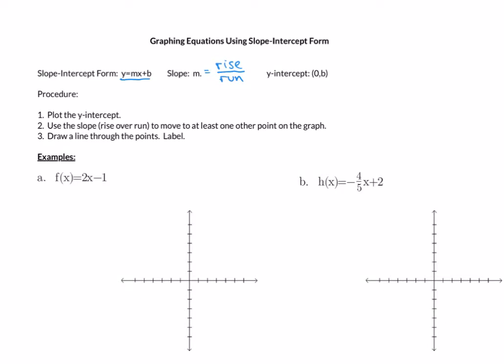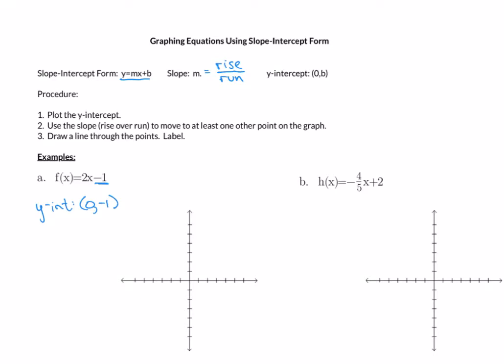So the first thing that we want to do in order to graph equations using slope-intercept form is we want to plot our y-intercept, and then we're going to use our slope, the rise over run, to move to at least one other point on the graph. From there we want to draw a line through the points and remember to label. So if we look at example A, our y-intercept is the -1, and in point form that's going to be 0, -1.